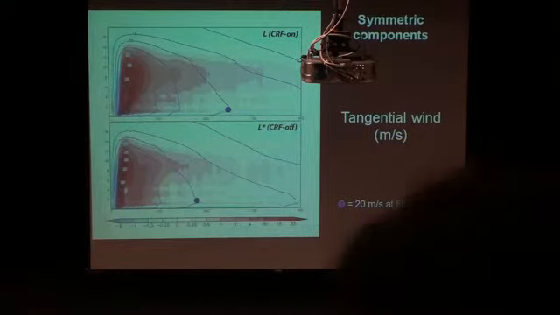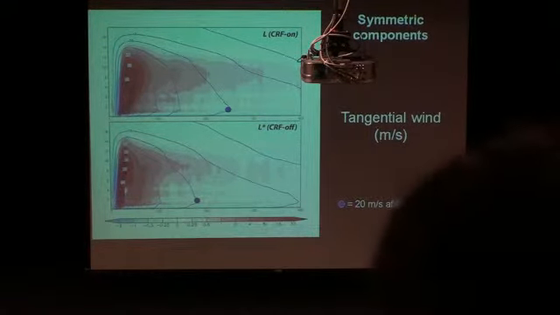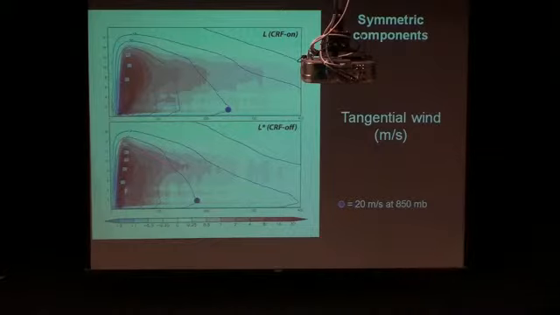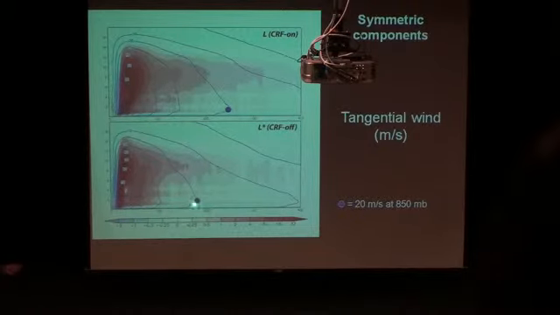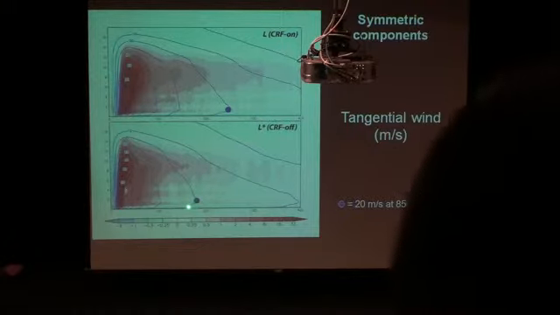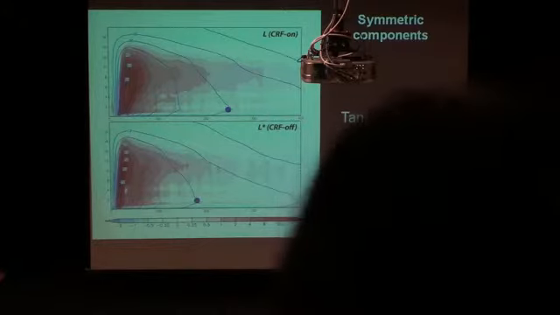And with respect to the tangential wind, there are stronger winds at larger radius when the cloud radiative feedback is on, and that changes the track through the beta drift. So I just pointed out here, this is where the winds are about 20 meters per second at 850, and it's located closer to the center of the storm when the CRF is off than when it's on.